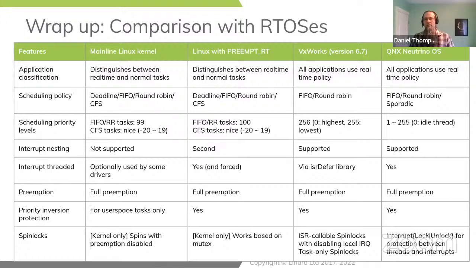I think for this audience, I'm not going to go deep on this. Basically, it's comparing mainline Linux, preempt RT, and a couple of real-time operating systems. The major differences that crop out are this strong distinguishment between real-time and normal tasks on the Linux versus non-Linux view of the world. And of course, for a lot of other aspects, Linux with preempt RT shares a lot more in common with VxWorks and QNX Neutrino.